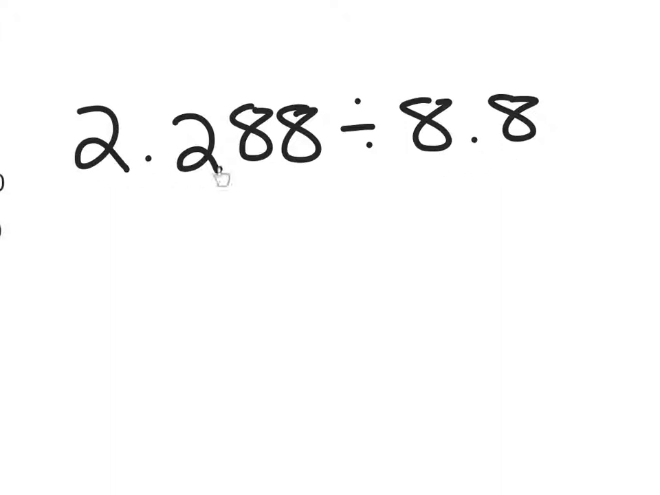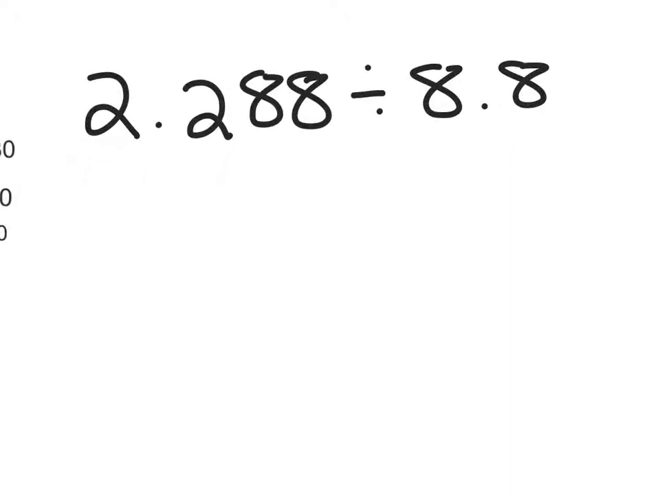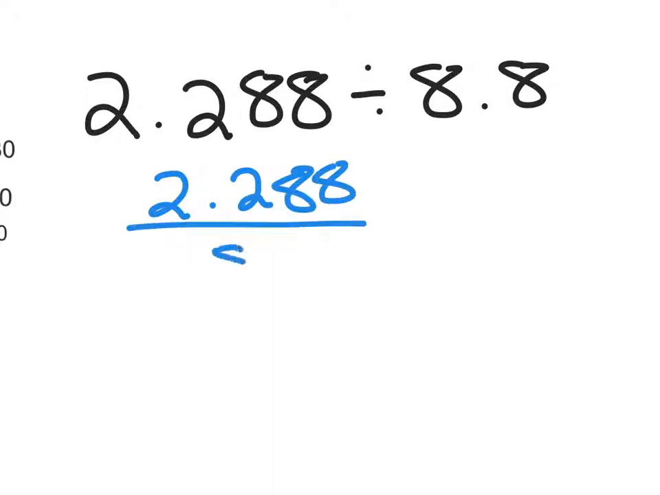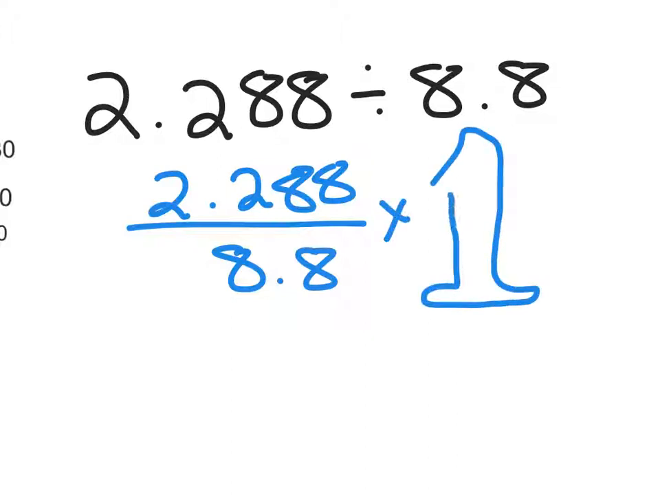Okay, so the very first thing I want to do is rewrite this as a fraction. So I'm going to write 2.288 divided by 8.8, right? So now I want to get my divisor as a whole number, so I'm going to multiply by the giant 1. So I'm going to plug the giant 1 right there. Oh my goodness, that is a beautiful 1.